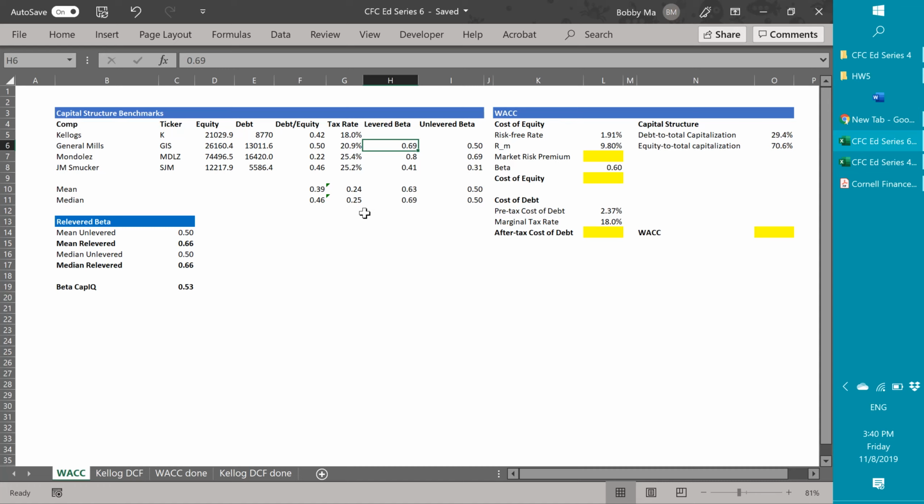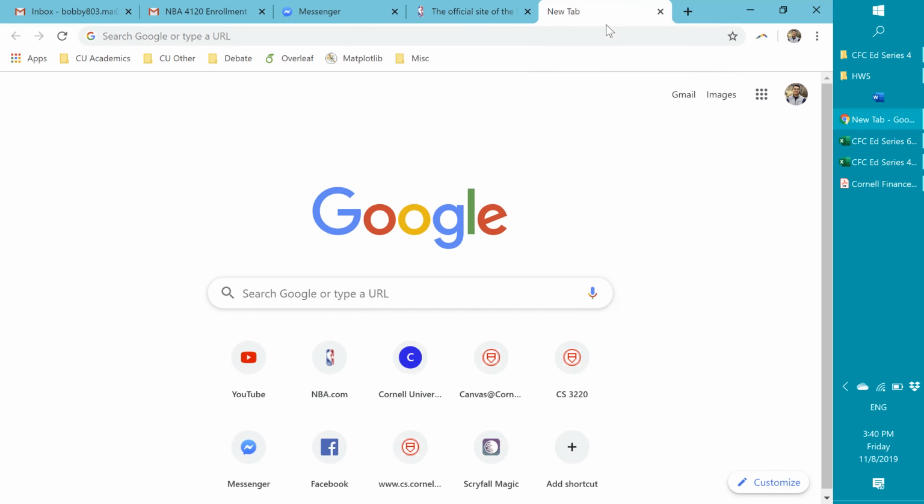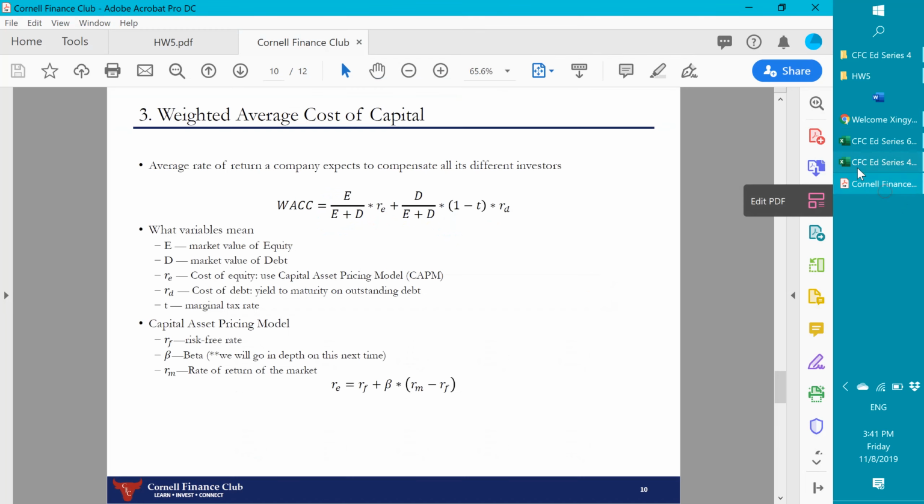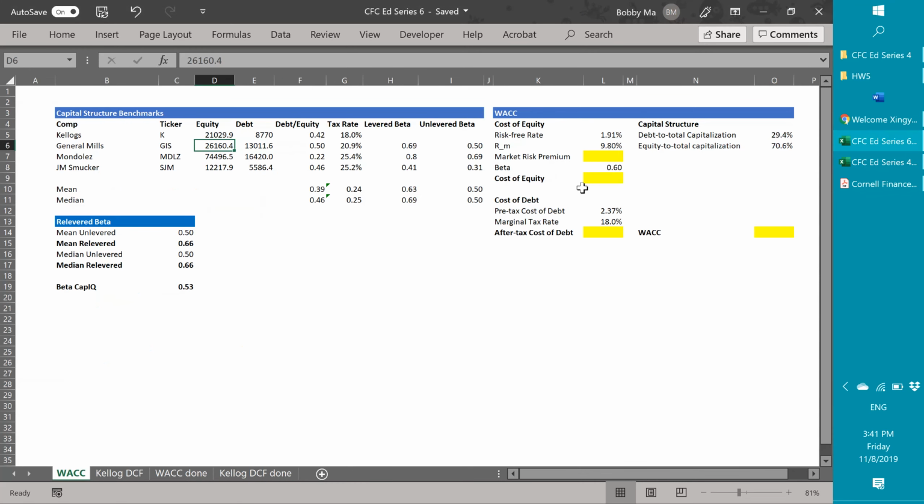Where can we find all of these numbers? Okay, that's true. So for General Mills, I just use Cap IQ for these. So this is the Q3 data, the most recent 10Q data. This is their debt from the most recent 10Q, and this is their market capitalization.